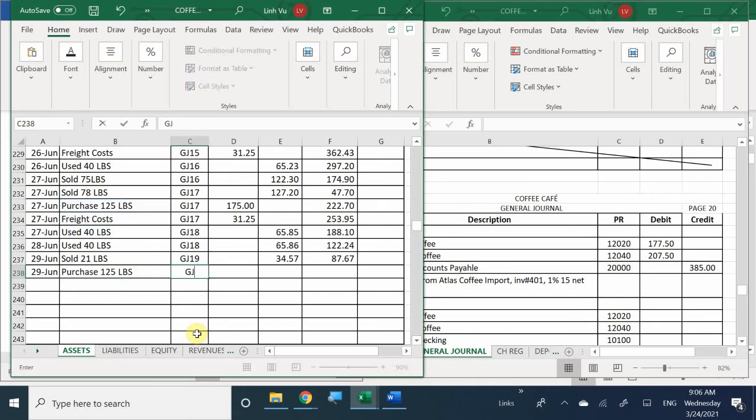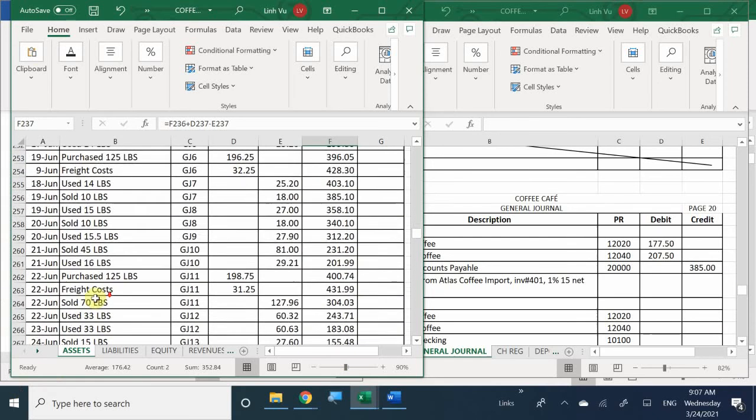General journal number 20 now, for the amount of $177.50. So therefore, what should be my ending balance in my account? 265.17. Perfect. Okay, 265.17. Well, now we gotta update our Supreme Coffee.